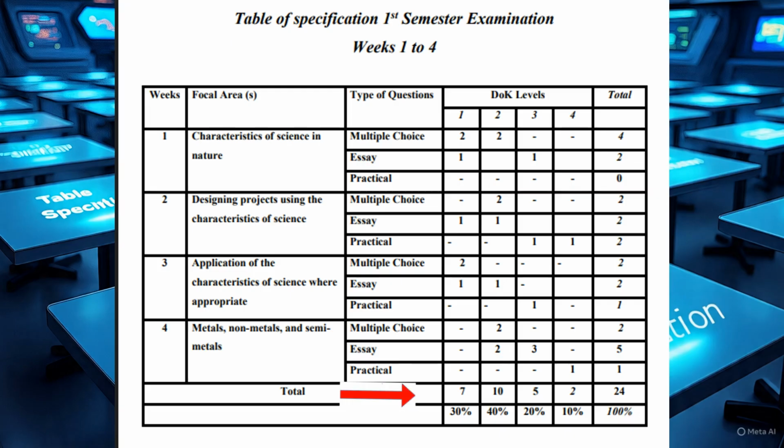Note that when you add all the numbers in the totals column, you should get the total number of questions that you decided to set. Otherwise, there is a mistake in calculation somewhere, so you have to go over it again. Now your table of specification is done.